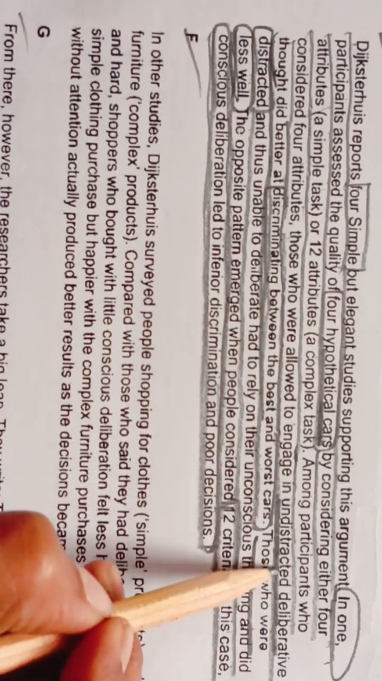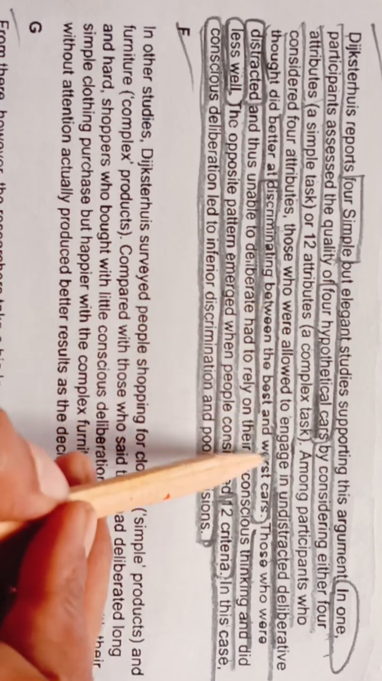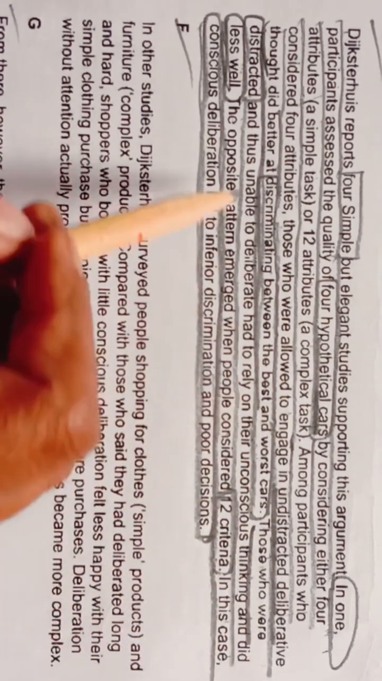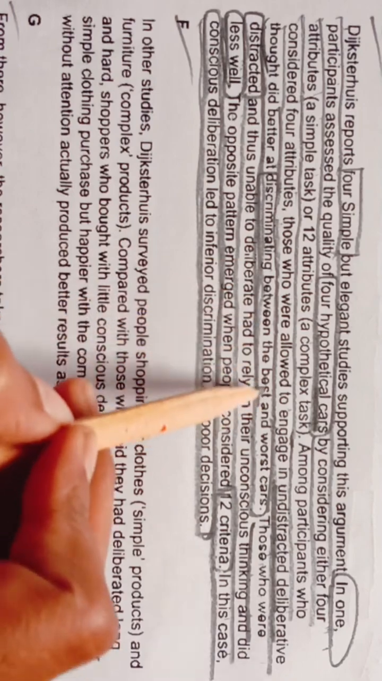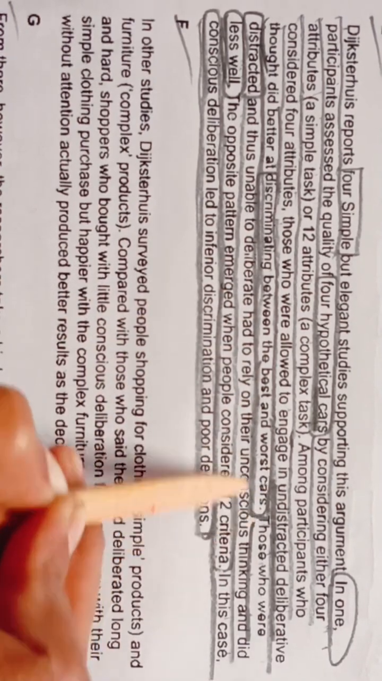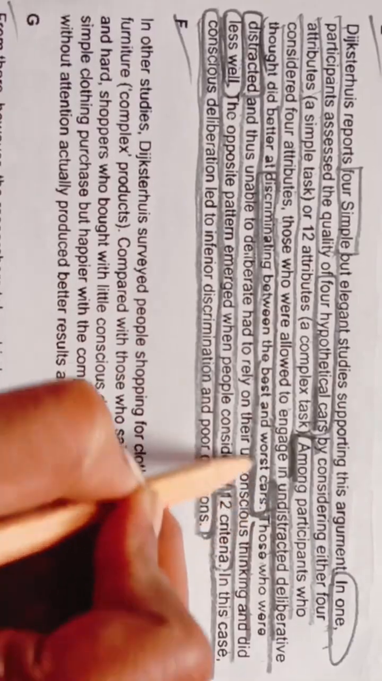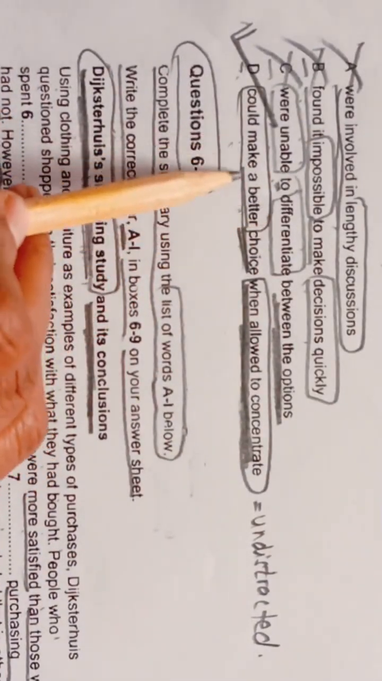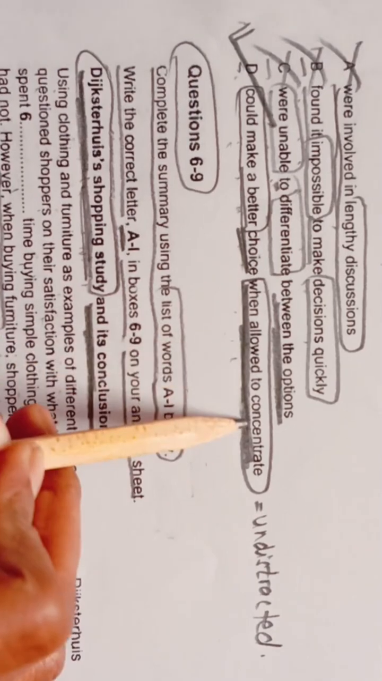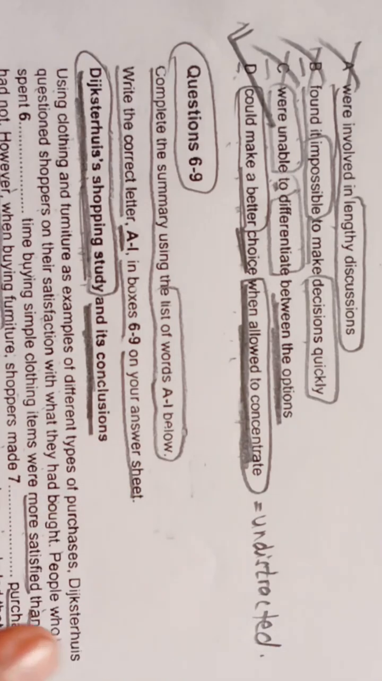Undistracted. Among participants who considered four attributes, those who were allowed to engage in undistracted deliberative thought did better at differentiating between the best and the worst cars. So from here to here we are getting our answer, and our answer is: would make a better choice when allowed to concentrate. I hope you understood this. So with this we have completed our MCQ.